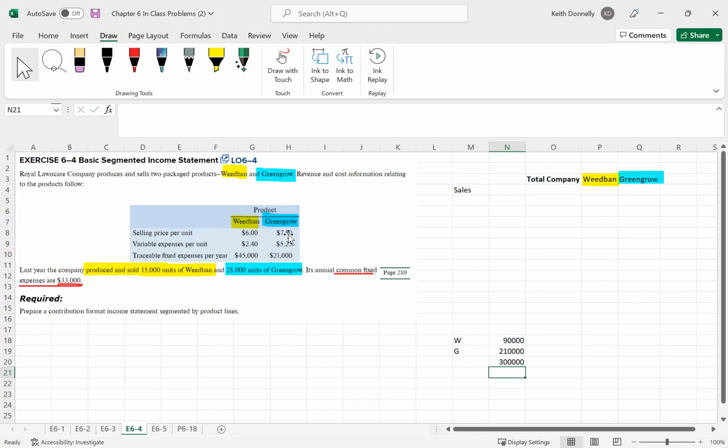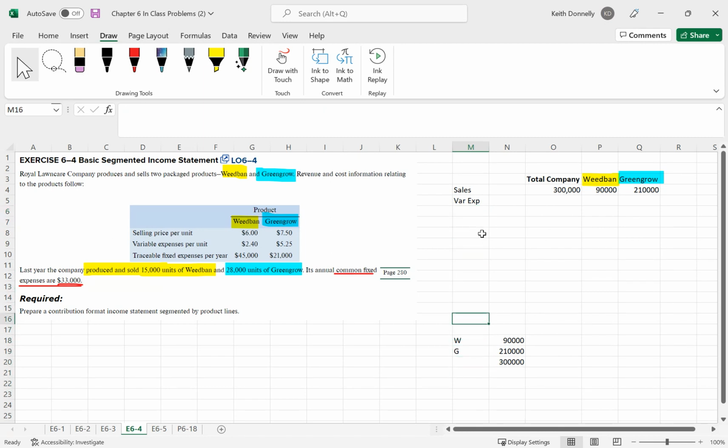Add these two together, we're at 300,000. So 300,000 of total sales. Weed Ban was the 90,000. Green Grow was the 210. All right. Next thing, they want a contribution format income statement. We got to back out those variable expenses.